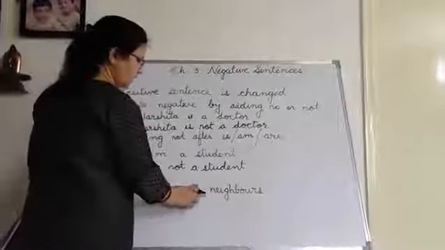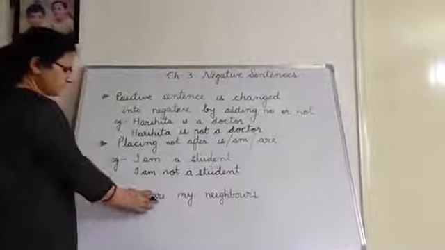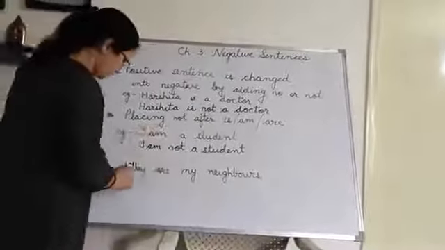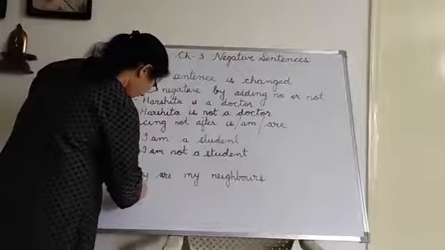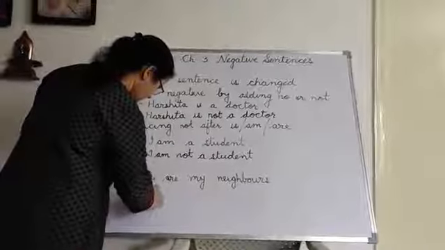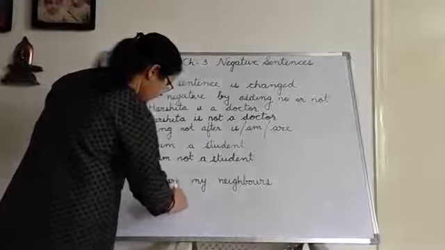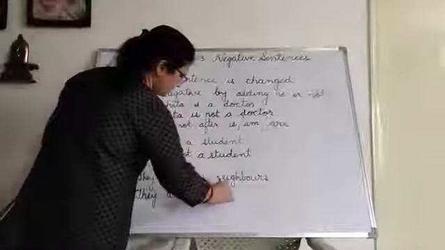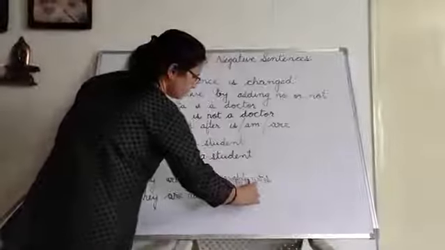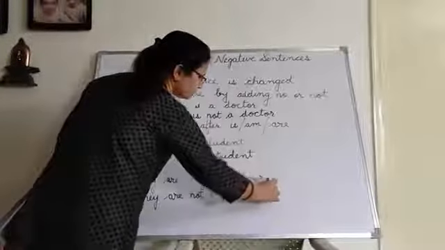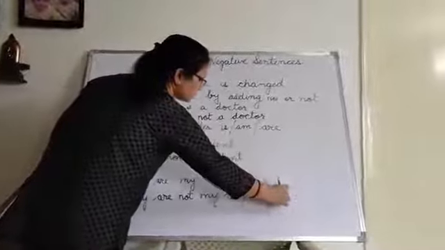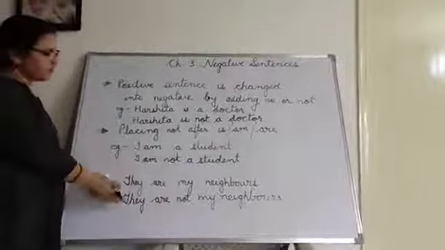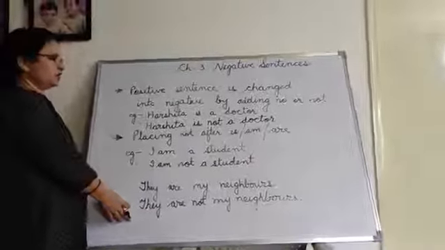Now let's see one more example. They are my neighbors. Now here see this sentence has are. So you will place not after are. So what will be the negative sentence of this? They are not my neighbors. So in this way, students, you can change one positive sentence into a negative sentence.